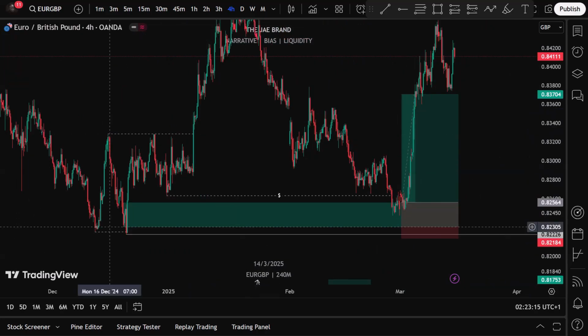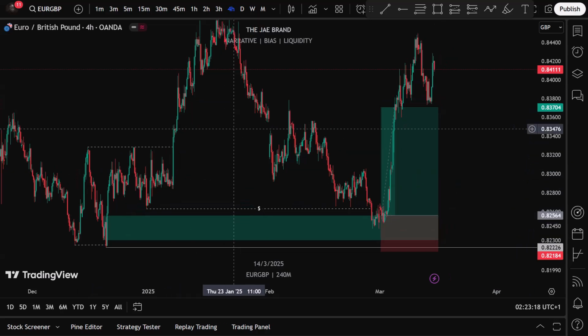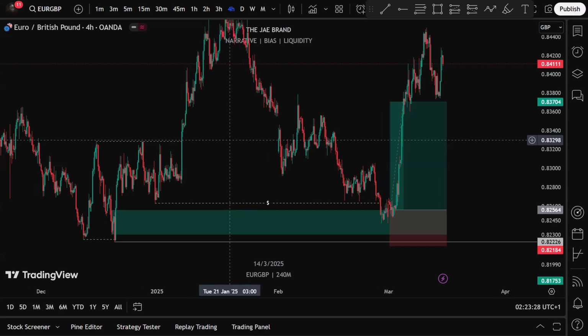Now, if this was to be the daily, as for me, I take most of my entries from the 1 hour minimum. For the 4 hours, I spot my pattern on the 4 hours, sometimes I spot it on the 1 hour, because I've probably seen a reaction from a daily or a weekly key level, and then I pull the trigger on the 4 hours or the 1 hour time frame.